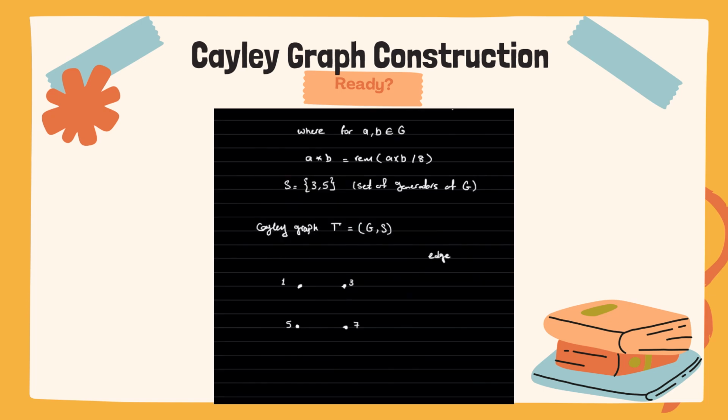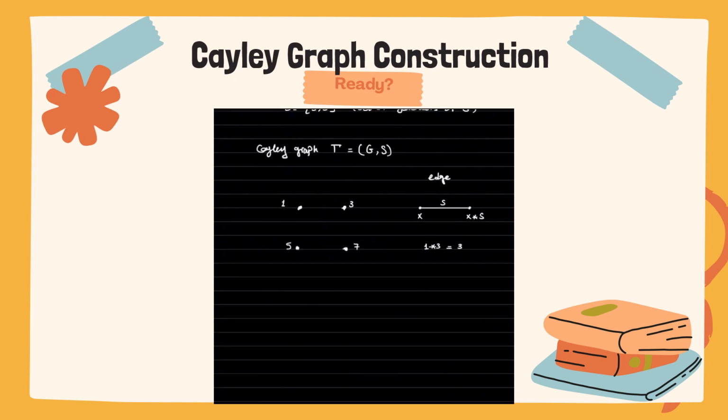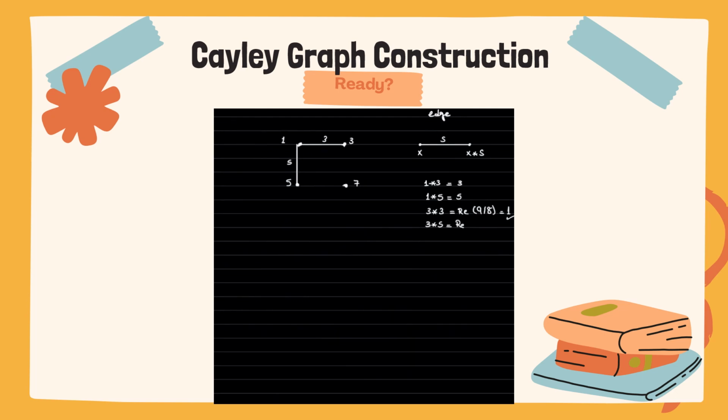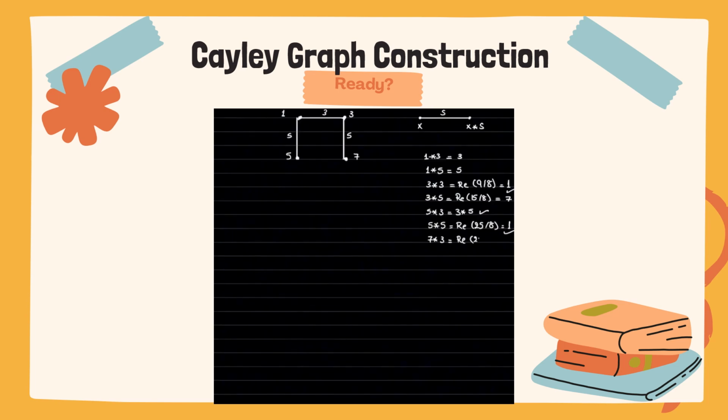The vertices of the Cayley graph are the elements of the group G. Now every element X in G is connected to X star S, where S is an element from the set of generators S, and every edge has a weight of S. Now 1 star 3 is equal to 3, so we draw the edge 1, 3 with a weight of 3. And 1 star 5 is equal to 5, so we draw the edge 1, 5 with a weight of 5. Now we repeat this for the rest of the elements of the group for each one of the elements in the generator S, and we draw the edges and we finally get our Cayley graph.